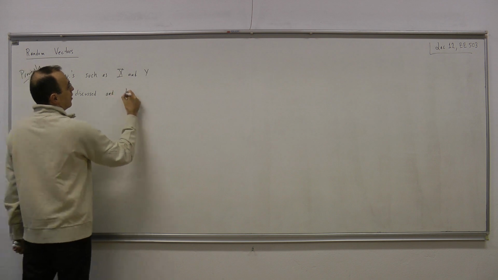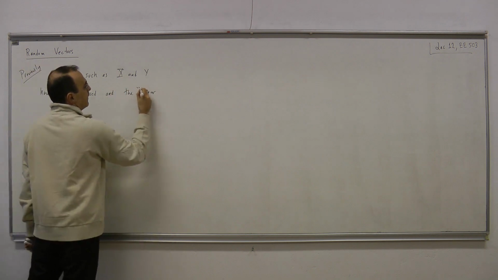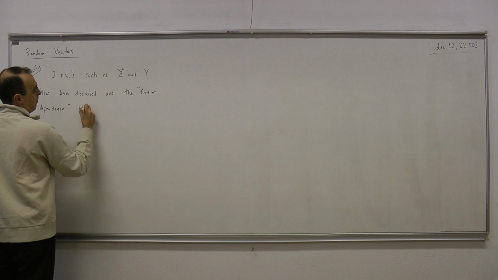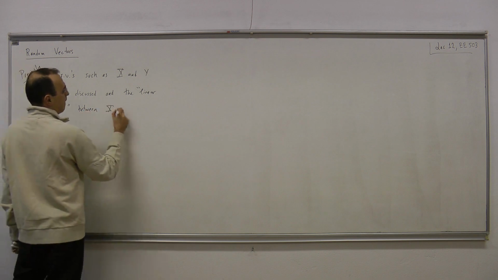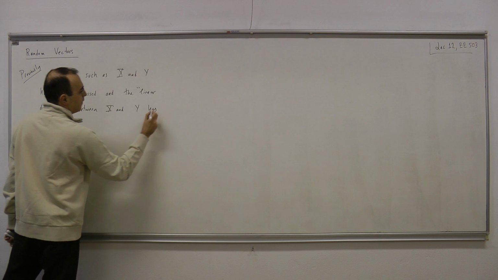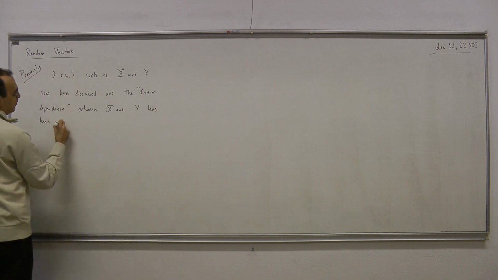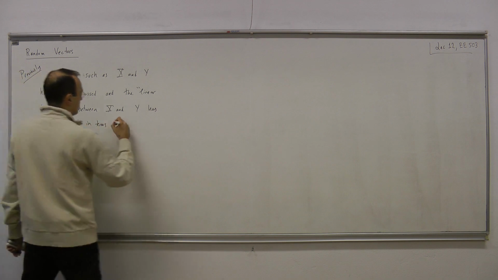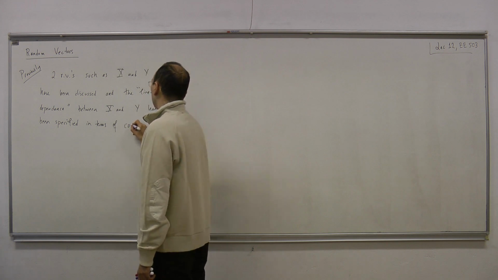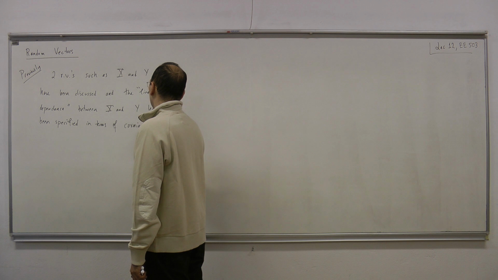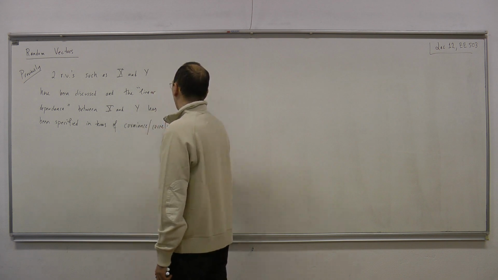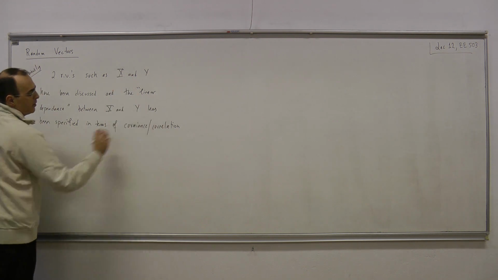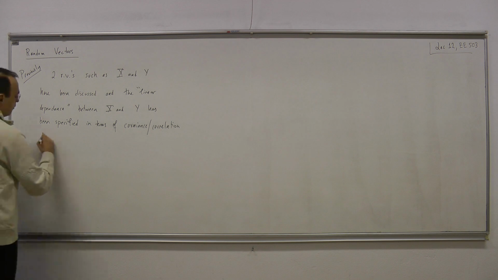The linear dependence, let me put in quotations, between x and y has been specified or quantified, you may say, in terms of covariance/correlation. So if you have zero mean random variables, they are the same, okay? But this is the concept, covariance or correlation of x and y.